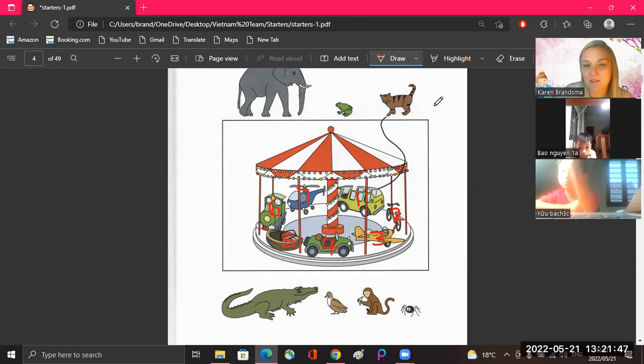Now look at the picture. Look at the example. Listen and look. There is one example. Put the cat in the bus. Put what in the bus? The cat. Put the cat in the bus.